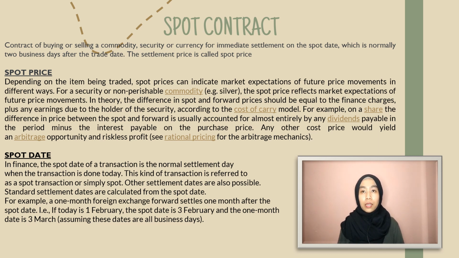Spot price will reflect the supply and demand, not the future price, if the storage cost is higher than the expected future price of the commodities. Meanwhile, the spot date is a normal settlement day when the transaction is done today. It normally takes 2 banking days forward for the currency pair. A transaction that has a settlement after the spot date is called a forward contract. For a trade with two dates, such as a foreign exchange swap, the first date is taken as the spot date.